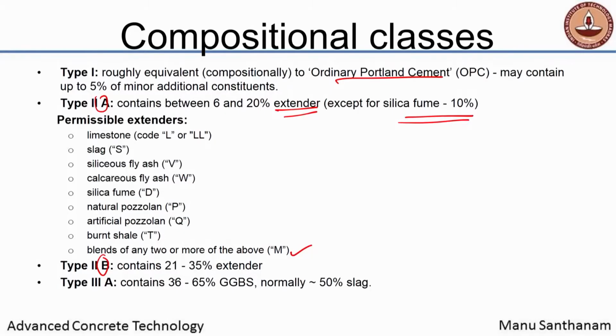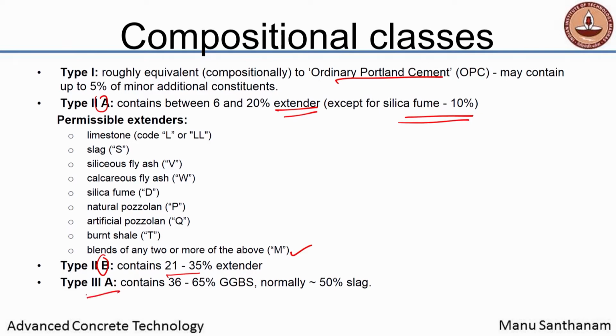Of course, it might also give a lot of headaches to the cement manufacturers to make sure that they are segregating and packaging the bags and cement properly to ensure that this goes to the right job, otherwise it can lead to a lot of confusion. Okay. Type 2B is when you have a greater amount of extender, 21 to 35%, the extenders being the same as what is listed here. All the permissible extenders you can use up to 21 to 35%.